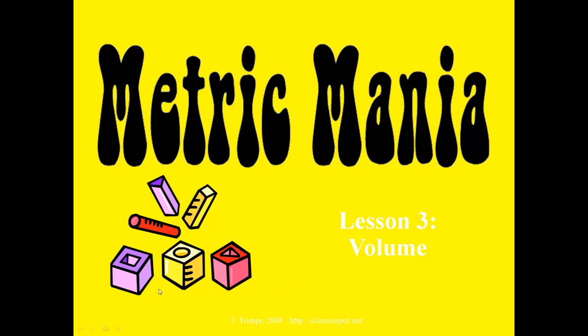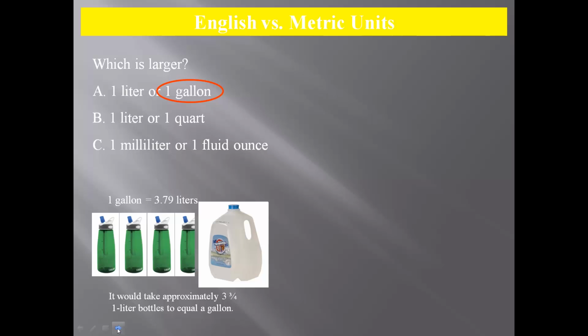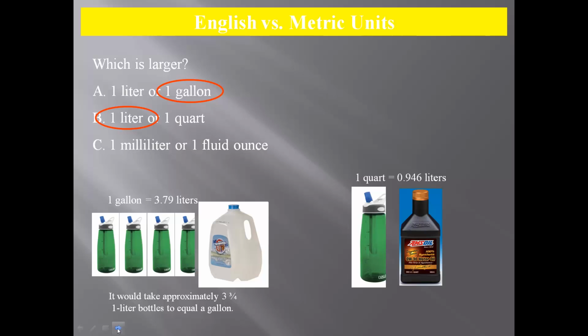Well, here we have our metric unit on volume, and let's take a look at a couple of English to metric units. Which is larger, a liter or a gallon? Well, a gallon is larger, holds just a little bit shy of 4 liters. A liter is slightly larger than the English quart.